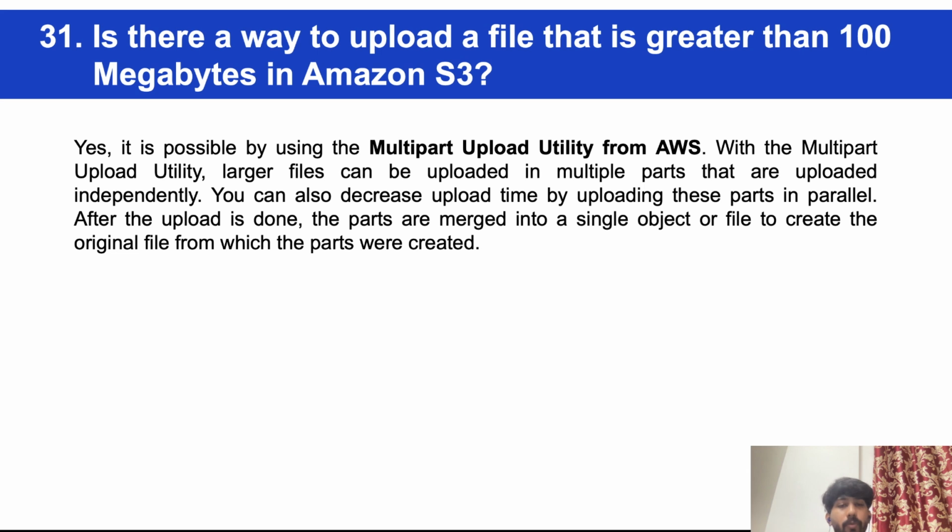So you can also decrease upload time by uploading these parts in parallel. So in this case, larger files can be uploaded in multiple parts that are uploaded independently. So if you want to reduce the time, you can upload those 11 files at the same time, and then you can club them together. After the upload is done, the parts are merged into a single object or file to create the original file from which the parts were created. So you can use multi-part upload to upload a really huge file.